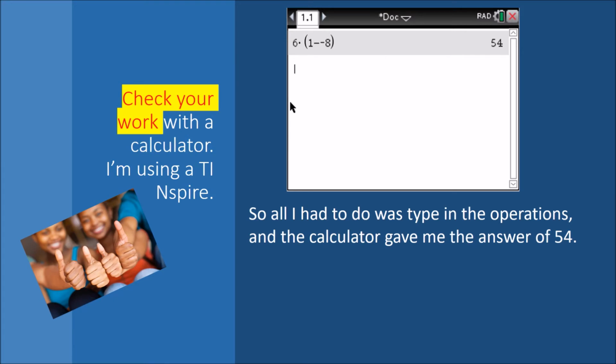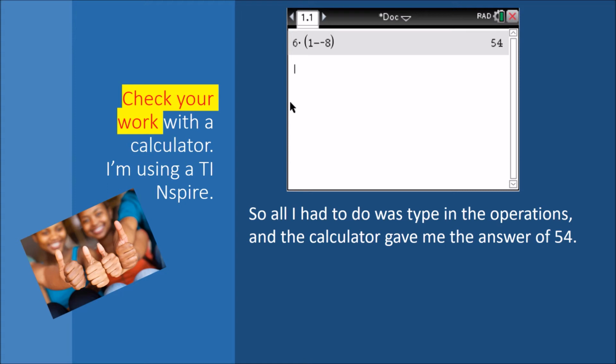All right, so let's go ahead and check our work. We got 6 times parentheses, and inside that parentheses I've got 1 minus a negative 8. So in that TI-Nspire, you're going to hit the 1 key, then the minus key, and then you're going to put in negative 8 and close that parentheses. When you hit enter, you'll get 54.